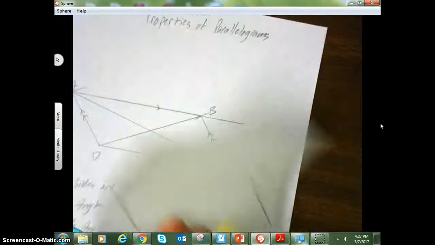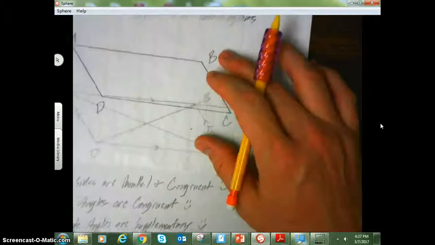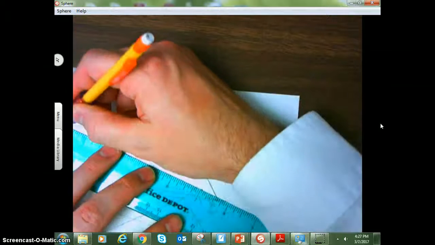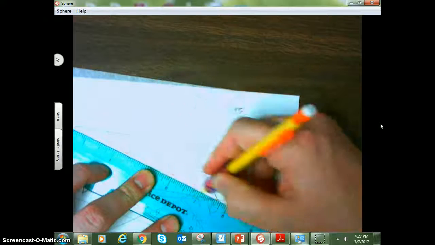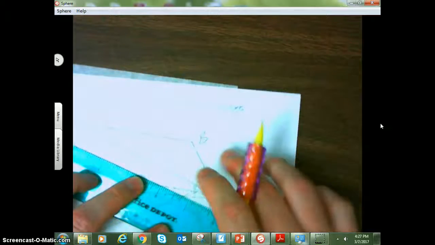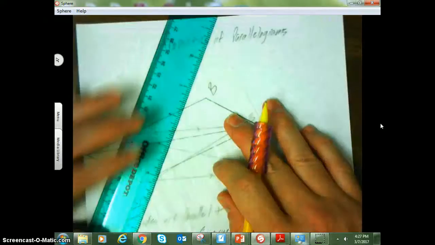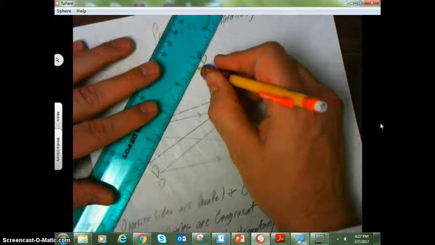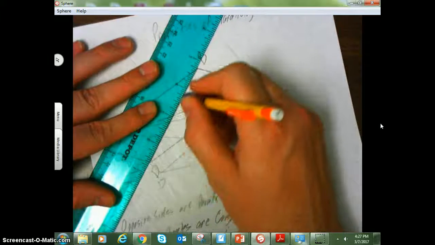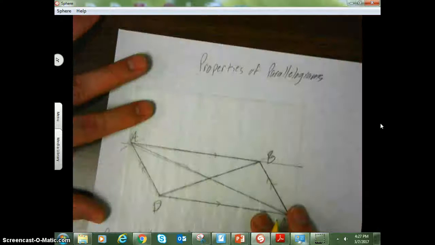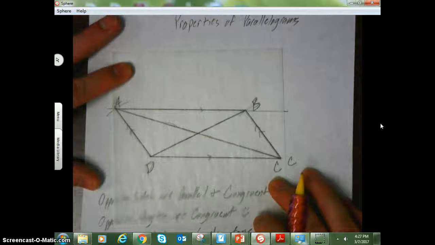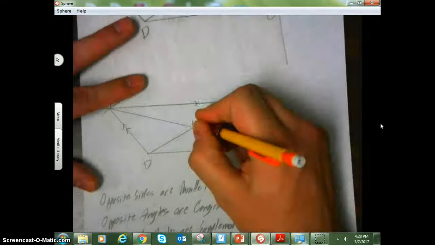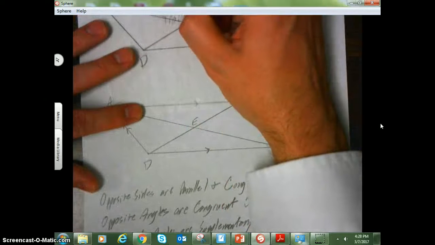And I'm going to put those also on my patty paper here. I don't necessarily have to copy them, I can just draw these in. Oh, keep my finger out of the way. So there's AC and BD. Now, the last thing that we're going to look at here has to deal with the diagonals. I'm going to call this point E, just to give it some kind of reference.